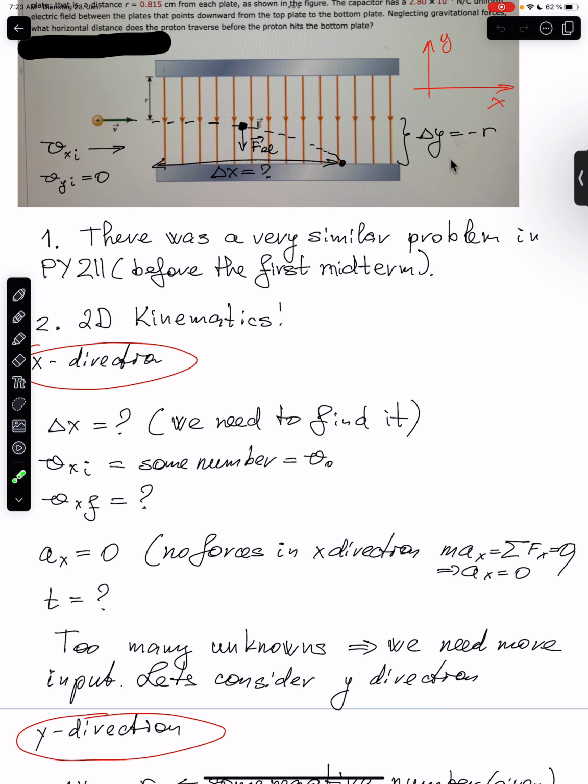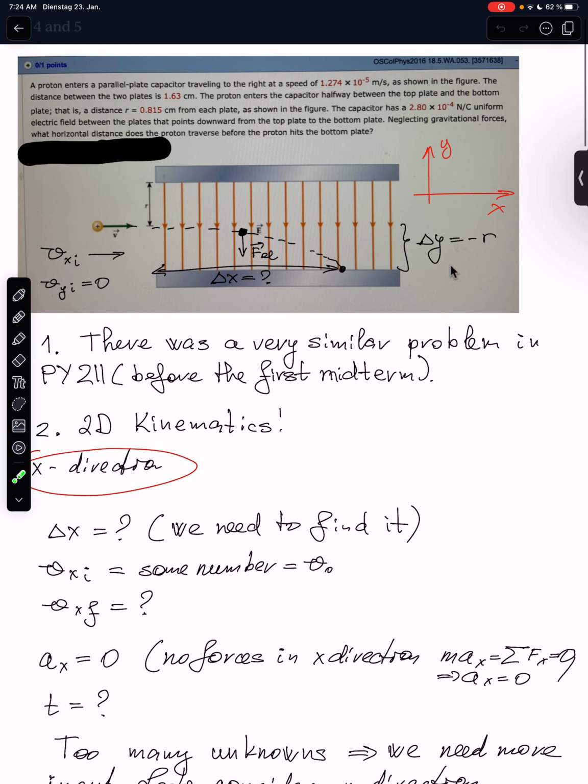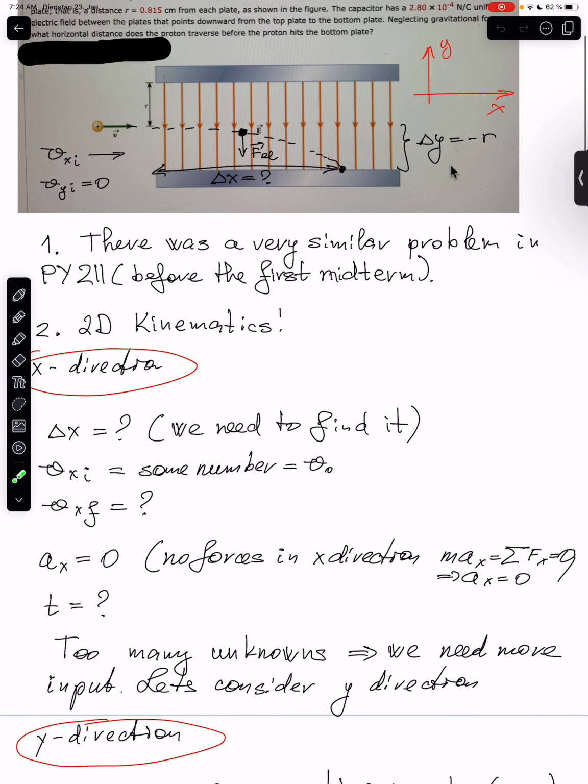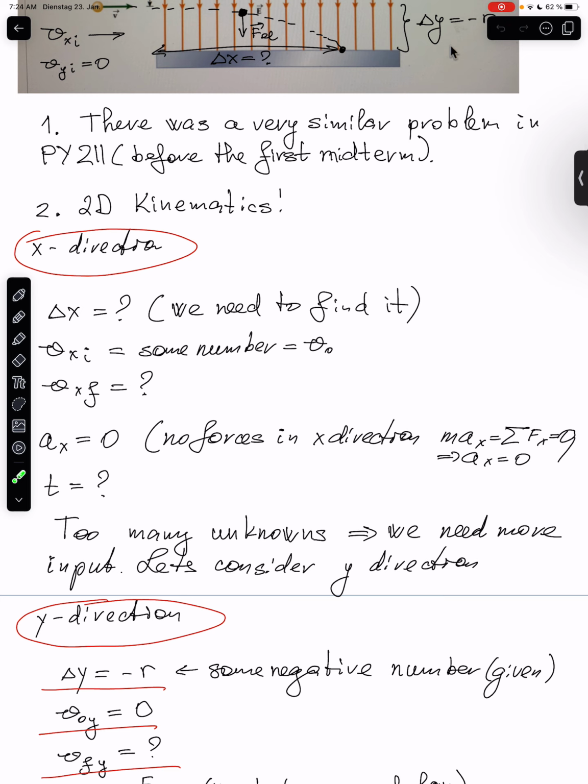And for 2D kinematics, we have to first write all known and unknown kinematic variables. So let's start from the x direction first. Well, delta x, we don't know, we want to find this. Now, the velocity in the x direction over here is actually known, it's given. In this specific problem it is some random number, but in your problem, it will be a different one. So this is the initial velocity, some number, I will call it v0 for now.